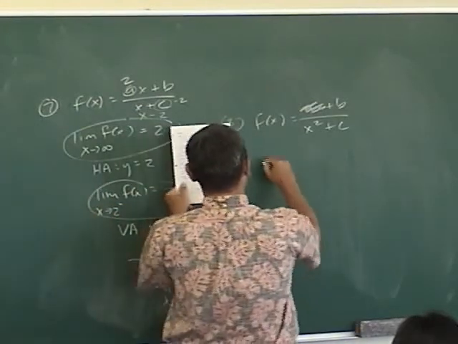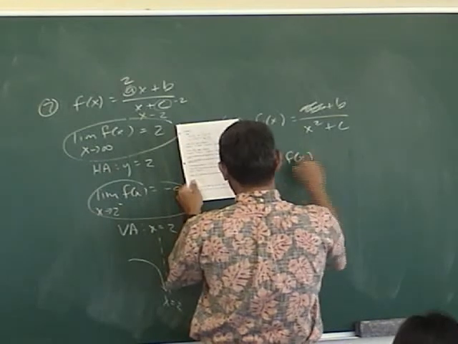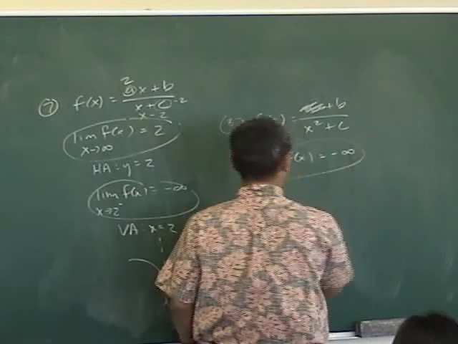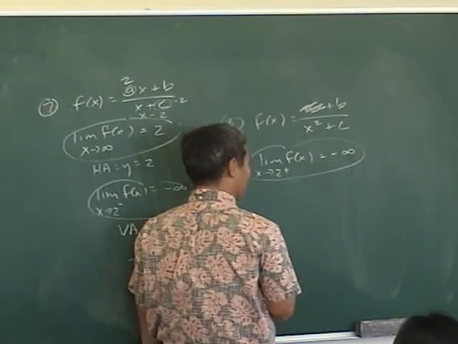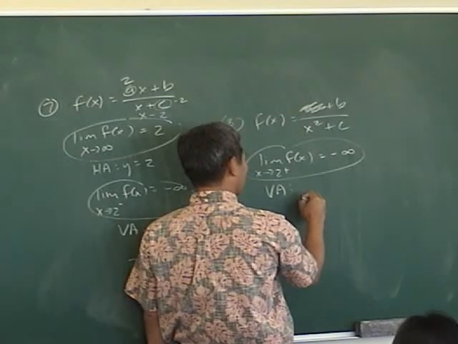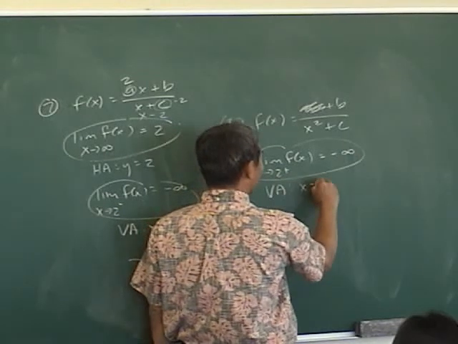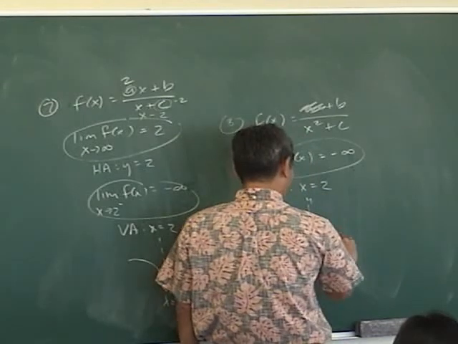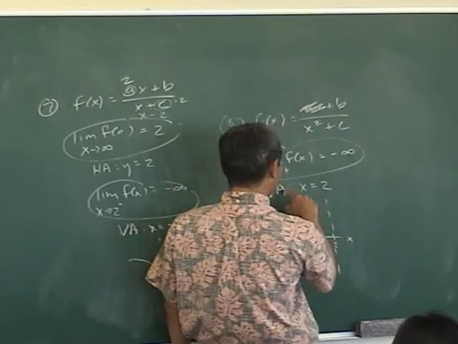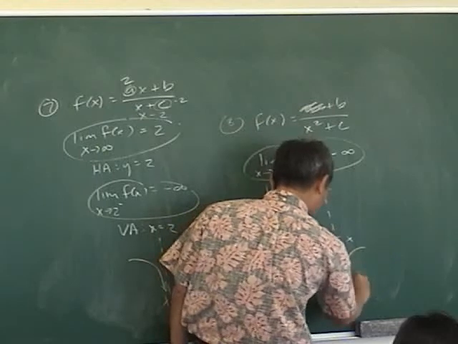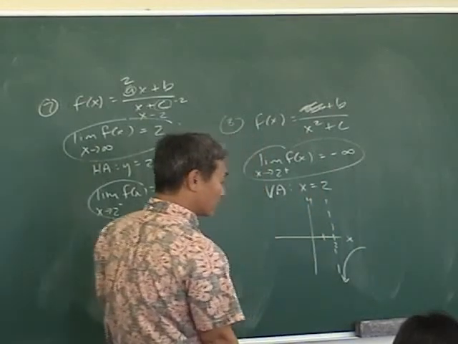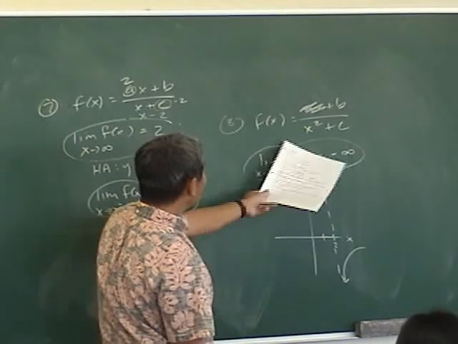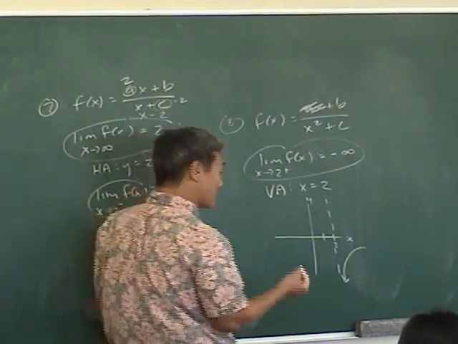Then it says, the limit of this function as x approaches 2 from the right is negative infinity. What does this mean? There's a vertical asymptote at x equals 2. Because look, here's 2. If the limit as x approaches 2 from the right is negative infinity, it's going down like that. That means you have to have a vertical asymptote at x equals 2, which means you need x minus 2 in the denominator. Yeah, but Mr. Park, it's x squared. Yeah, that's because this is an even function.